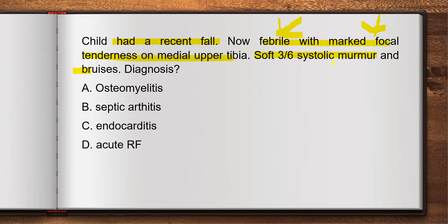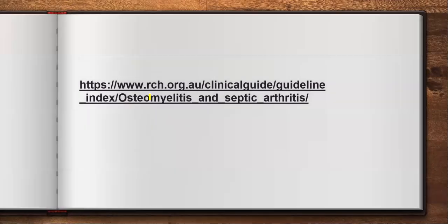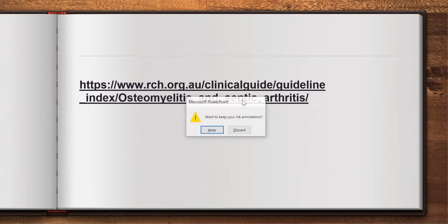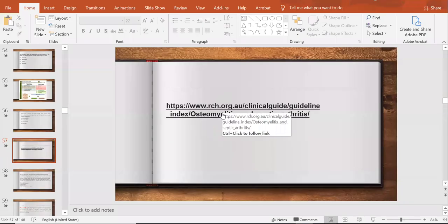And this soft systolic murmur, it's an innocent murmur, right? It doesn't have anything to do with this. And the bruise is mainly due to a fall. So if you see this one, this is from your RCH guideline.